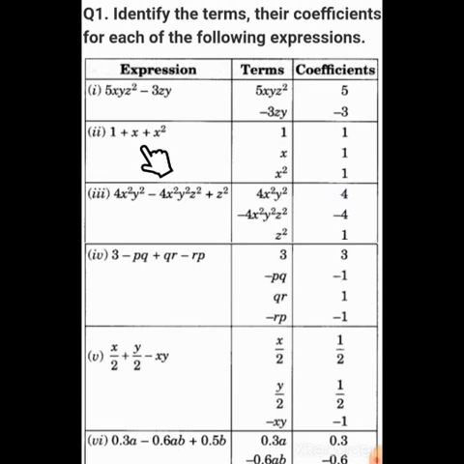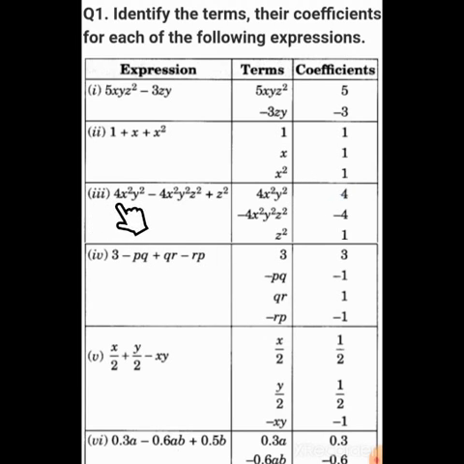Second, 1 plus x plus x square. 1 is the first term, x is the second term and x square is the third term. There is no digit with the variable, but we still call 1 the coefficient. In x, 1 is the coefficient, and in x square, 1 is the coefficient, because there is no digit.